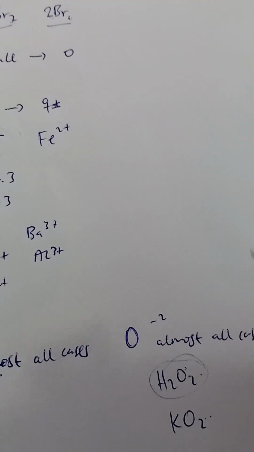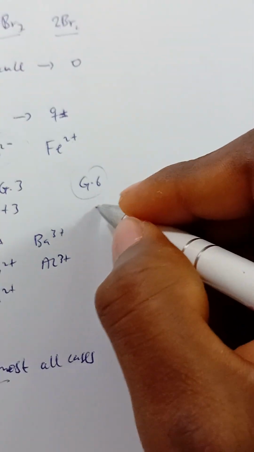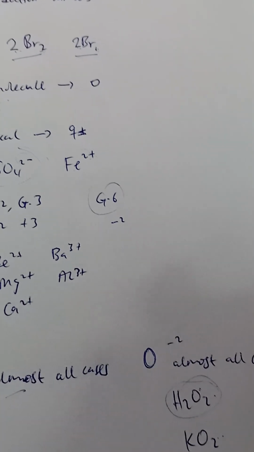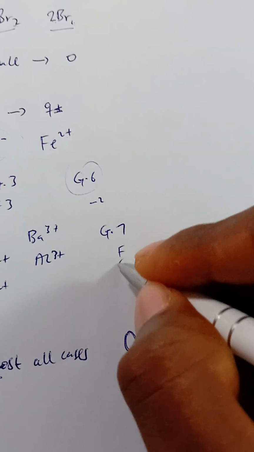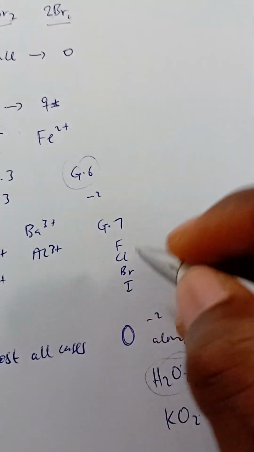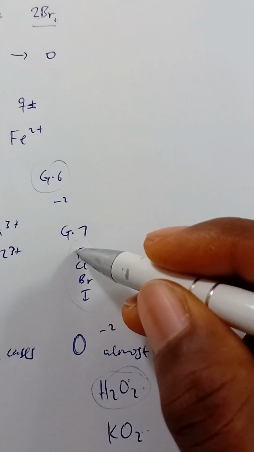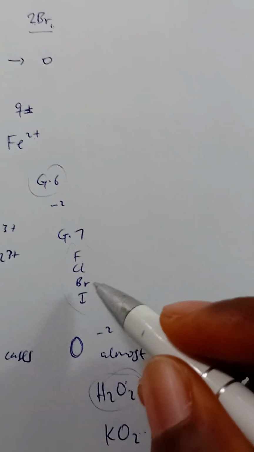Oxygen is from group 6, so if you see an atom from group 6, we expect that it should also have -2, something like sulfur. Okay, now the group 7 elements, the halogens: fluorine, chlorine, bromine, iodine. Their oxidation state is mostly -1. There are some few exceptions too, but don't worry.